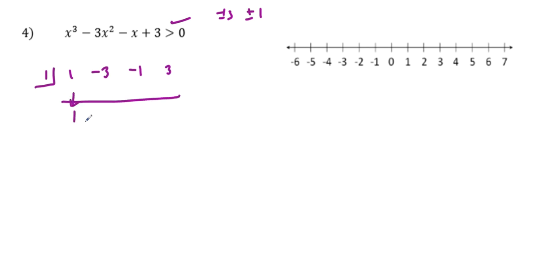Drop the 1. 1 times 1 is 1. That gives me a negative 2. 1 times negative 2 gives me that. Gives me this. 1 times negative 3 gives me a negative 3, and I have a 0. And that is a 0.